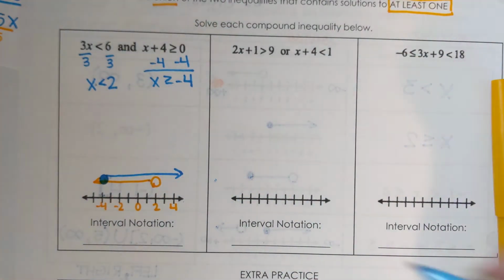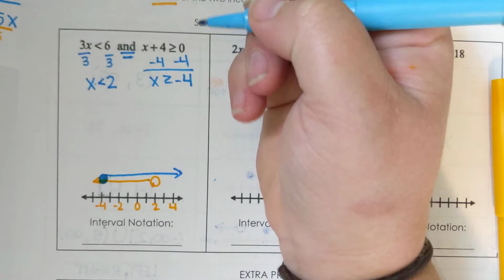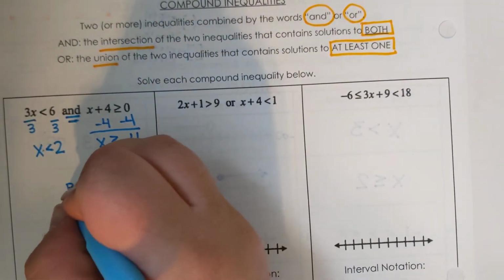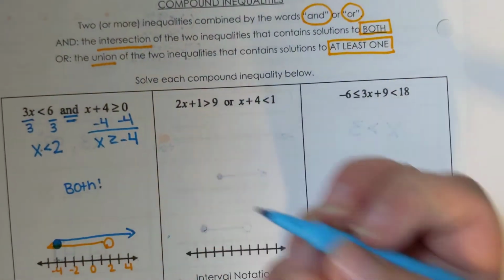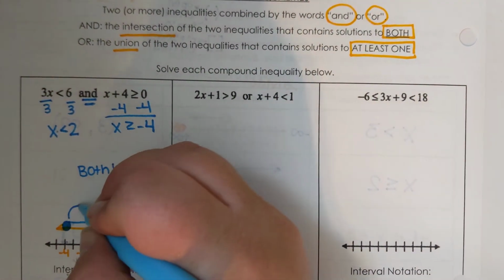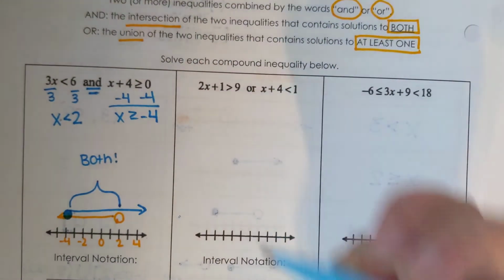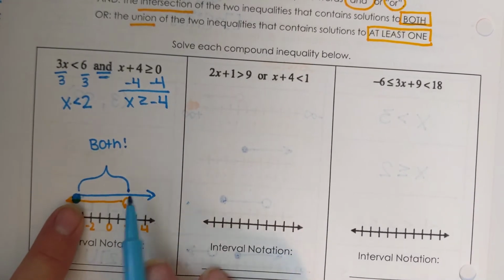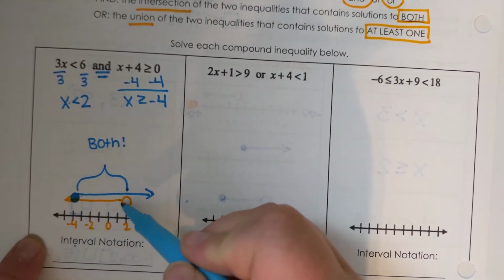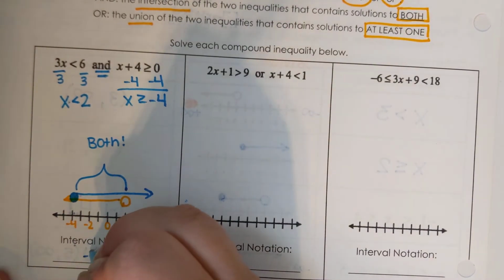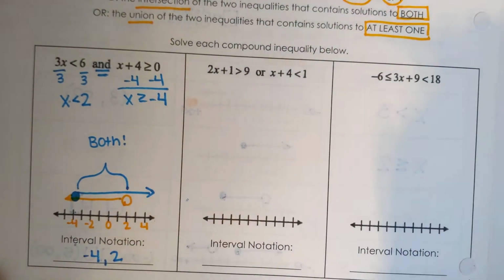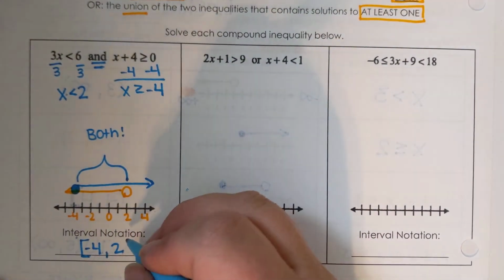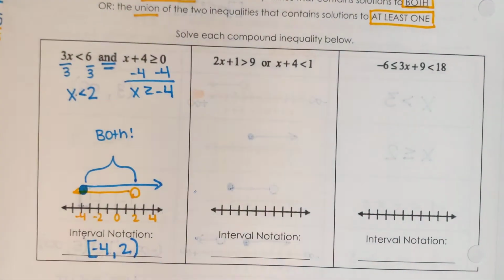Now, this one says the word and. And means both. And both of them are true right here. Over here it's just 1, over here it's just 1, so we want this area right here that goes from negative 4 to 2. Negative 4 gets a square bracket because it's a closed circle. 2 gets a parentheses because it is not.